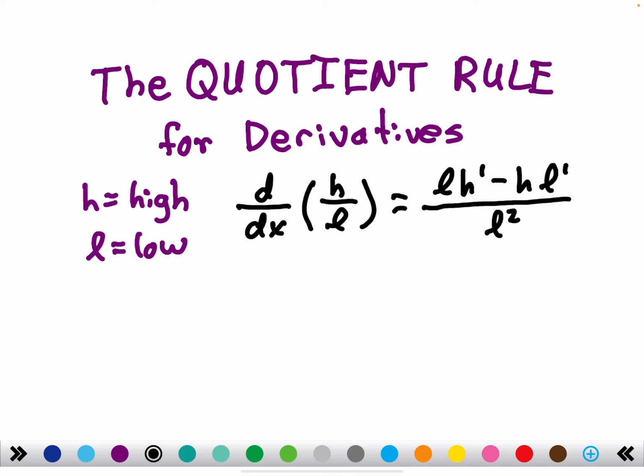So let's look at what the quotient rule formula says. Low d high minus high d low over the square of what's below. You can sing this song to help you to remember the quotient rule formula. Low d high minus high d low over the square of what's below.